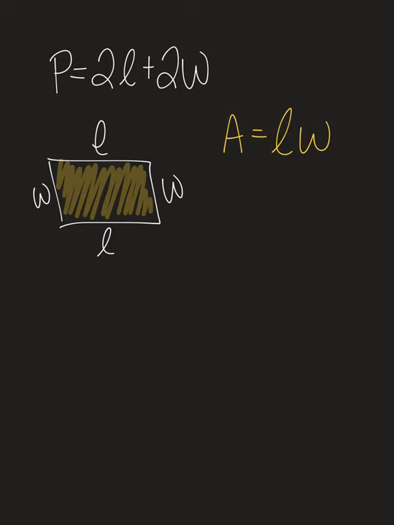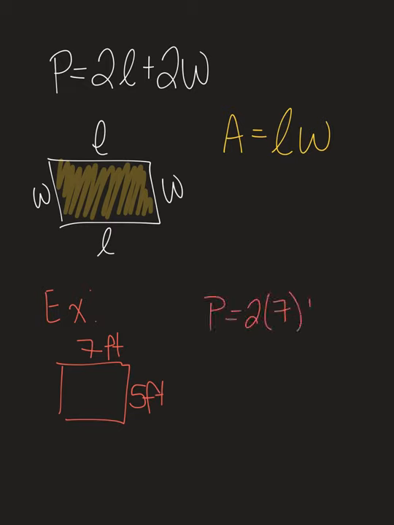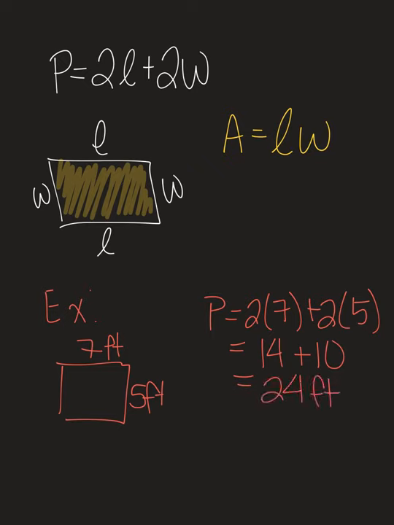So looking at an example here, if I have a rectangle that is 7 feet by 5 feet, and I want to look for the perimeter, I'm going to do 2 times 7 plus 2 times 5. So 14 plus 10 gives us 24 feet. Don't forget those units when you're working with measurements. Area would be 7 times 5, so 35 square feet.